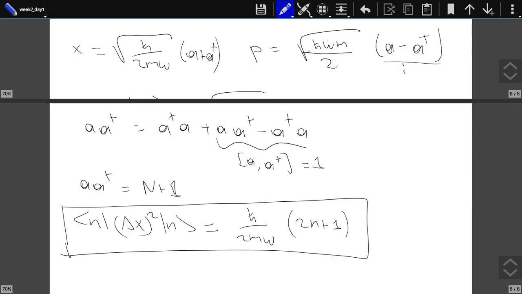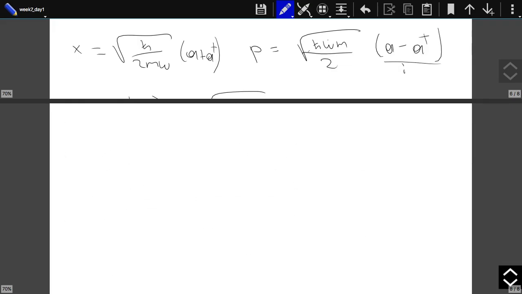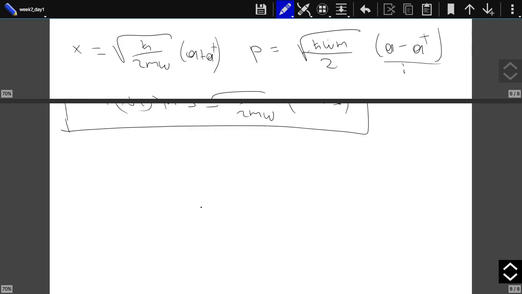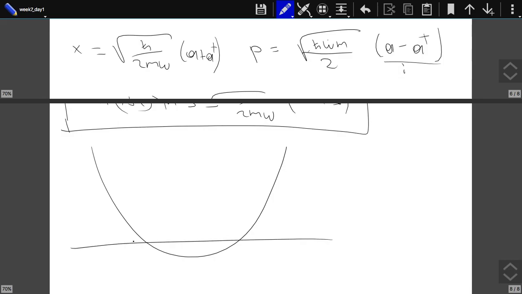But as the energy increases, this is my harmonic oscillator potential. The ground state is somewhere over here. So typically, this is a measure of Δx². As the energy goes higher, well, this is now Δx. This is for 0. This is Δx² for 1.